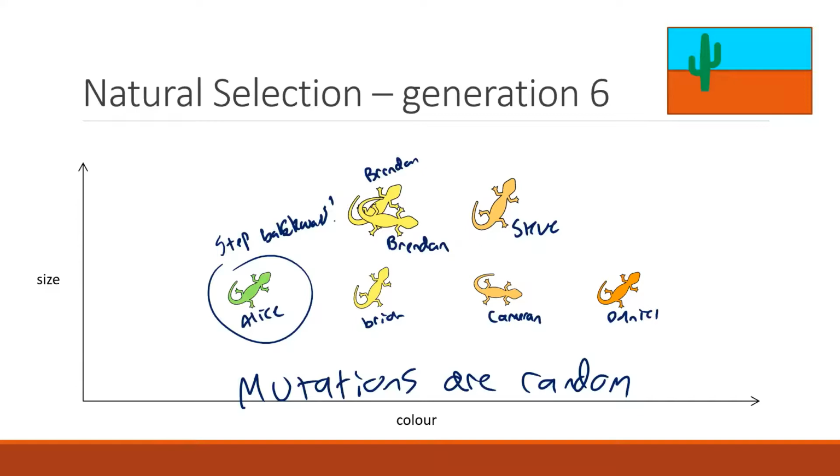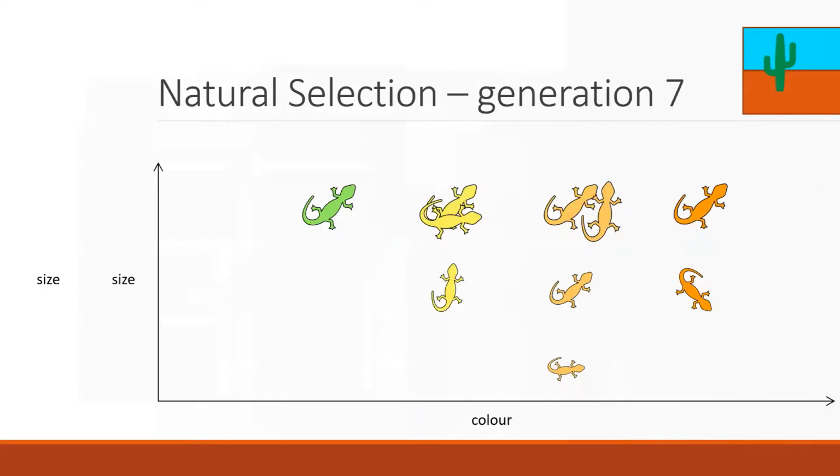If you look at Daniel on the other end of the spectrum, this is another random mutation. In this case, it's given him an even brighter orange color. Maybe this will help him. Maybe this will hinder him. Not sure. Oh, poor Alice. Looks like Alice gets eaten. And so let's see what happens in generation 7.